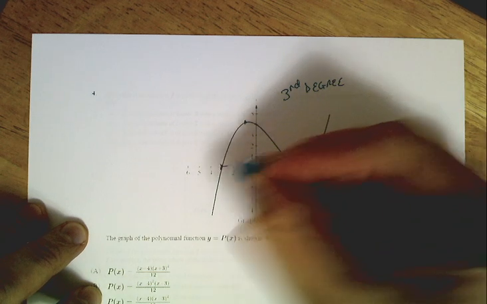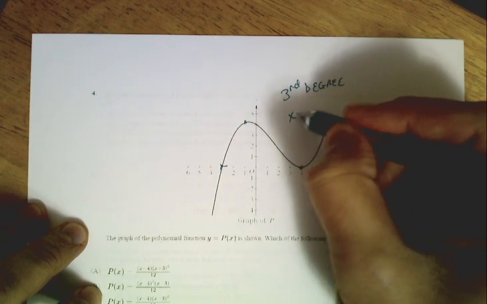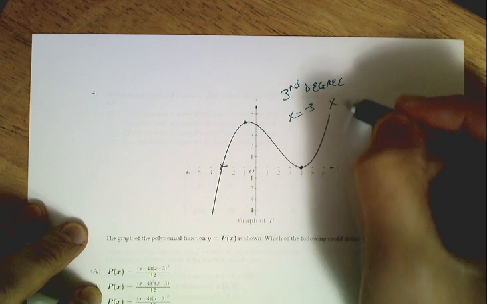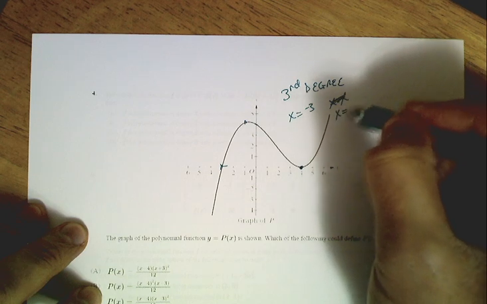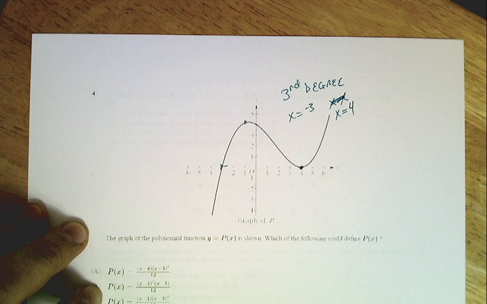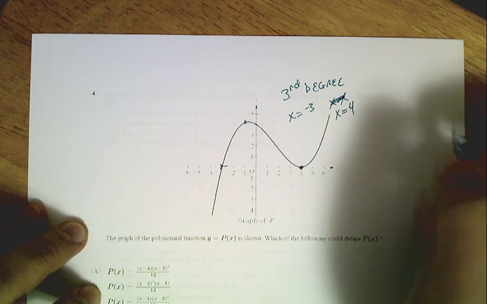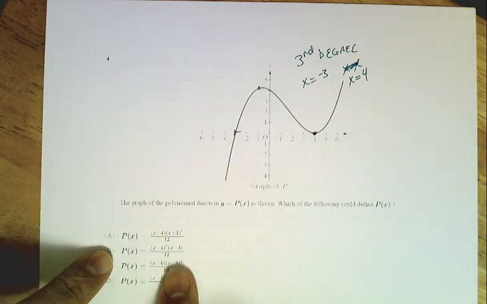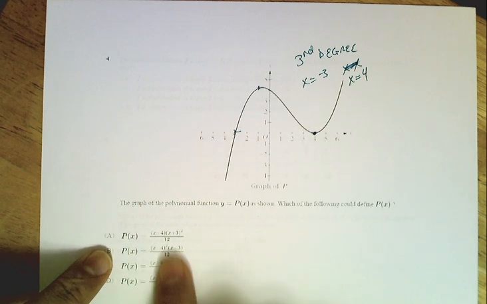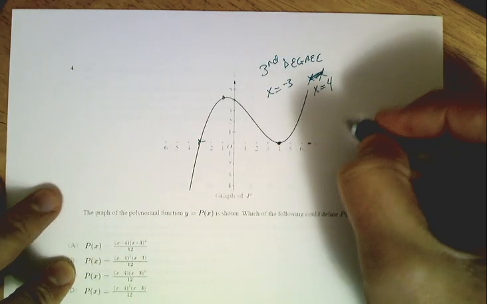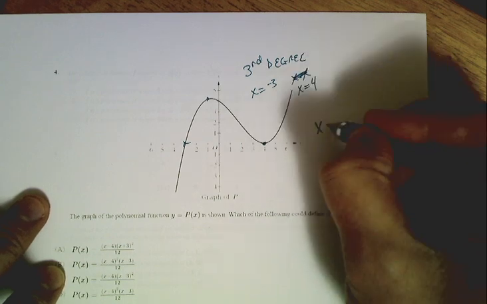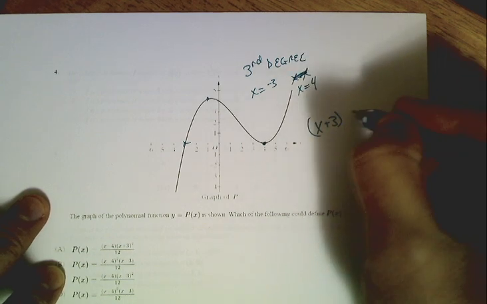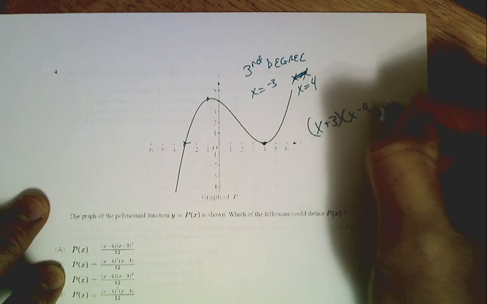We have a 0 at -3, so x equals -3. And x equals 4 is another 0. And so it looks like what they want us to do, so jot some stuff down, is factored form. So a factored form version of this could be x plus 3 times x minus 4.